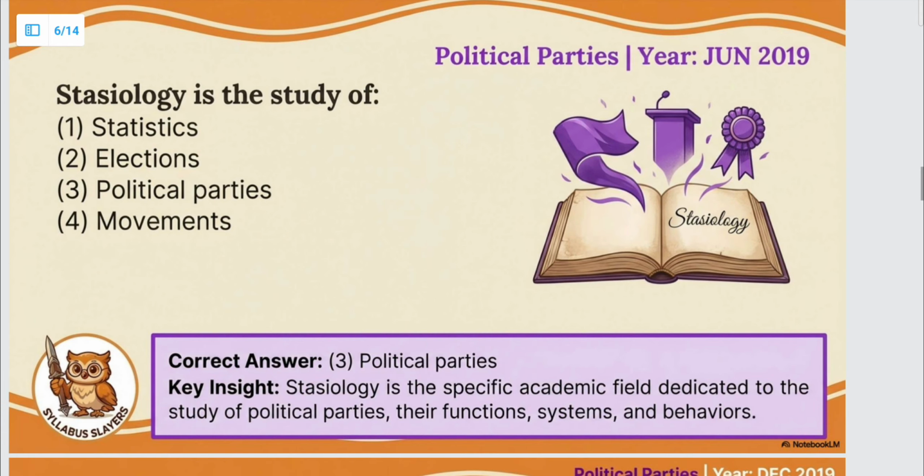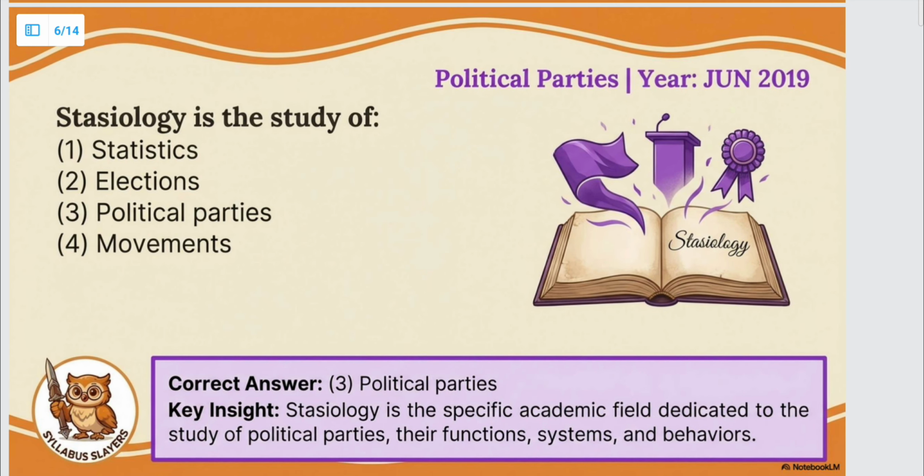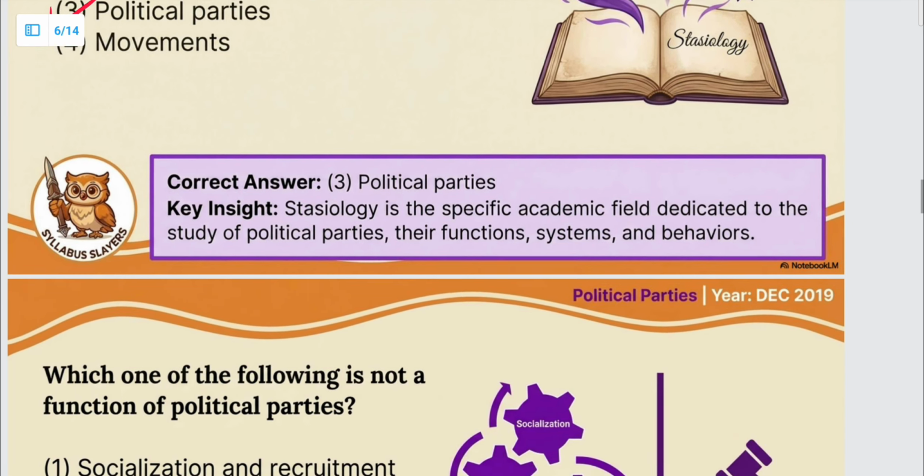Next question was asked in June 2019. Psephology is the study of. So this is a very simple question. The answer is political parties. ठीक है. Next question.